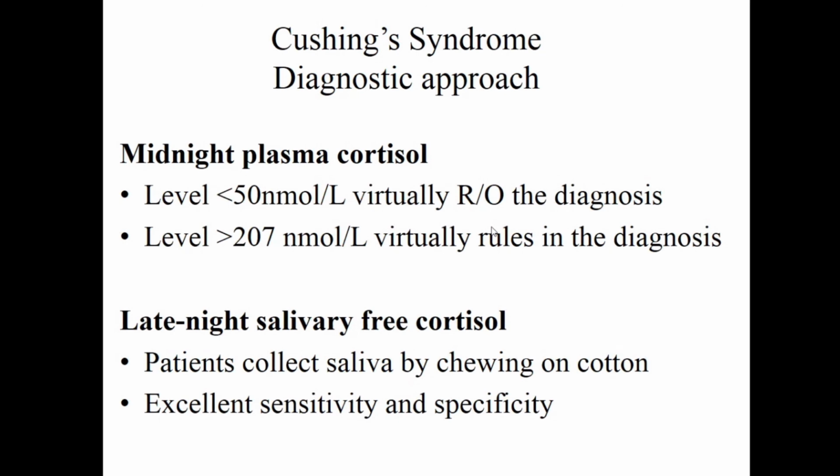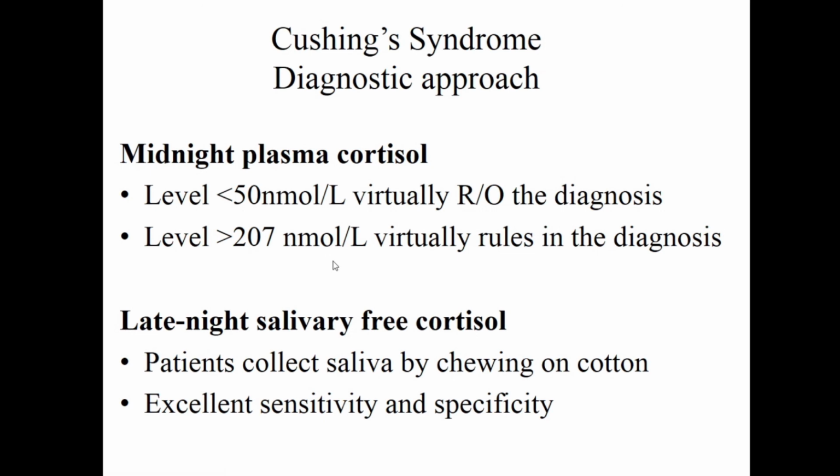But if you do a midnight plasma cortisol and it is high, more than 207 nanomole per liter as the cutoff point, then this patient has a very high steroid level, because normally at midnight the serum cortisol should be less than 50. So what does it mean? It means that the patient has a very high cortisol secretion.